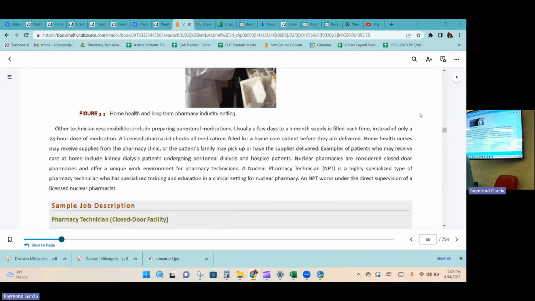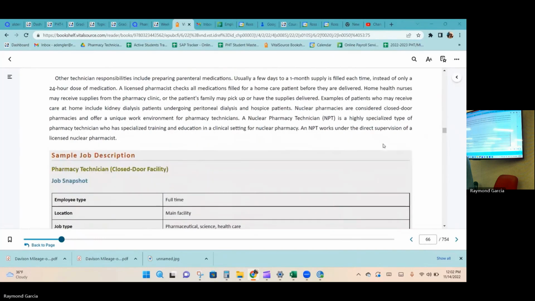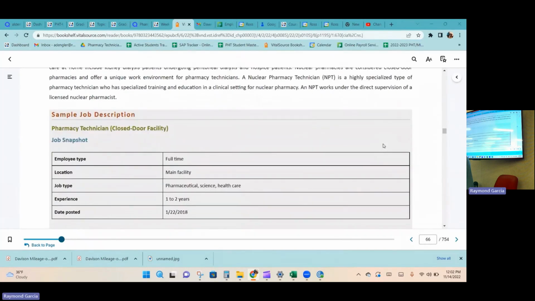Other technician responsibilities include preparing parenteral medications. Usually a few days to a month supply is filled at each time instead of only a 24-hour dose of medication. A licensed pharmacist checks all medications filled for a home care patient before they are delivered. And here is a pharmacy technician job snapshot.